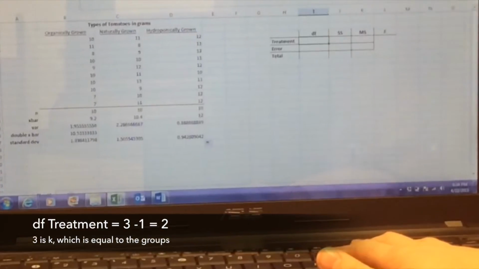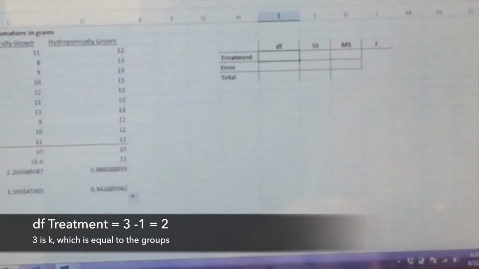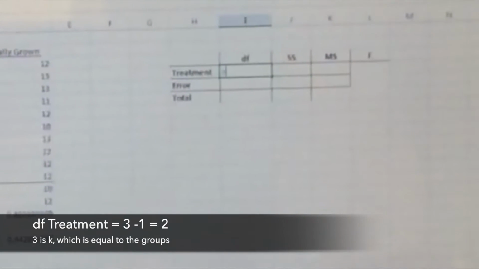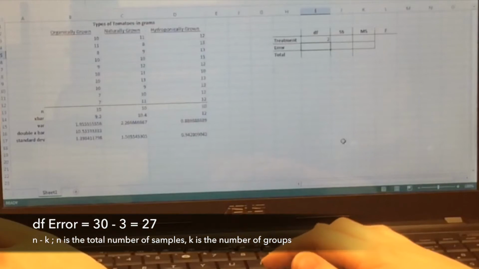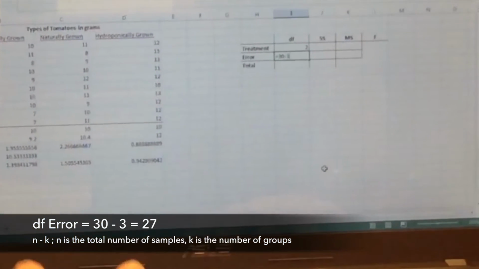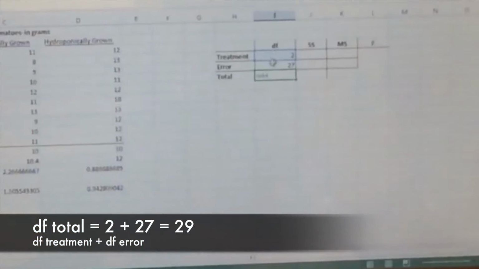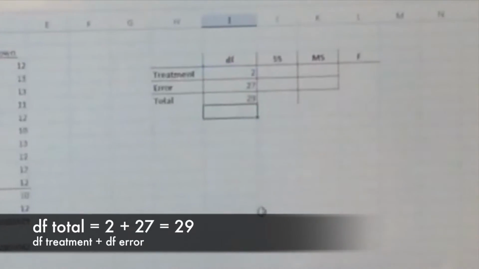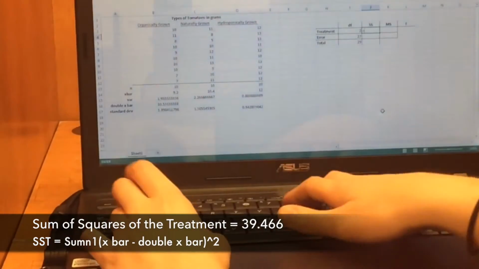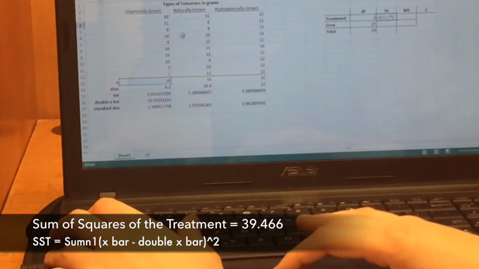For the degrees of freedom of treatment, we're going to use k minus 1, where k is how many groups we have. So we have 3 groups, so we're going to do 3 minus 1 to give us 2. For our degrees of freedom of error, we're going to use n minus k, so we're going to do 30 minus 3 to give us 27. And our total, we're just going to add the 2 together to give us 29.